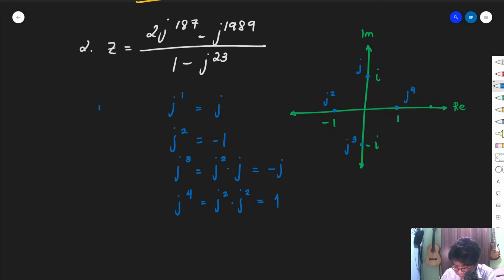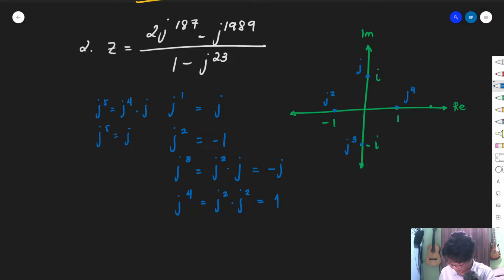Next, we have j to the fifth. And alam natin j to the fifth is equivalent to j to the fourth times j to the first. And j to the fourth, alam natin is simply 1. So, ibig sabihin, j to the fifth is also equivalent to j. So, bumalik siya dito sa una. Okay? And ganun din yung mga susunod.